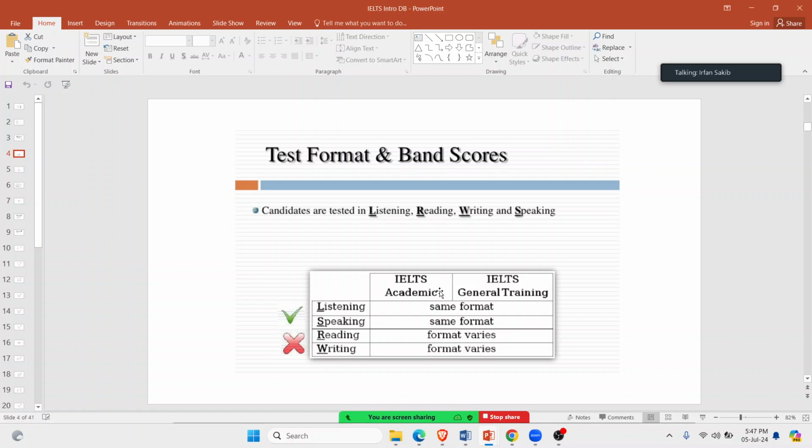For listening and speaking, the format is exactly the same. For reading and writing, the format changes. But today we will be focusing on IELTS academic, both for reading and writing as well. Is this clear? Yes. Okay.